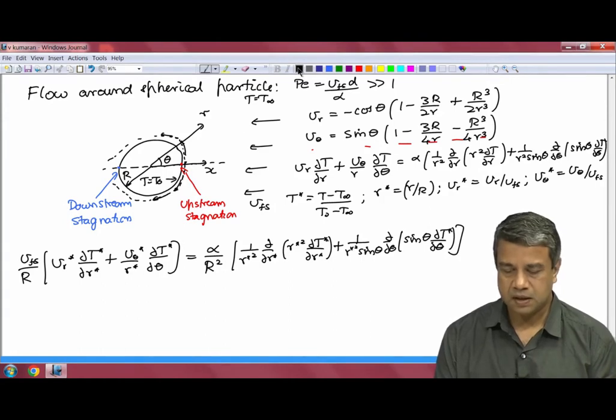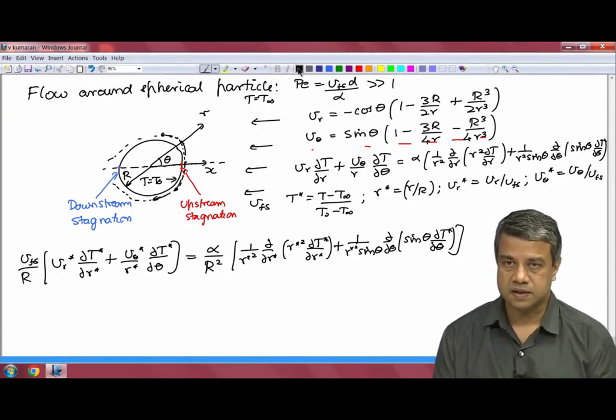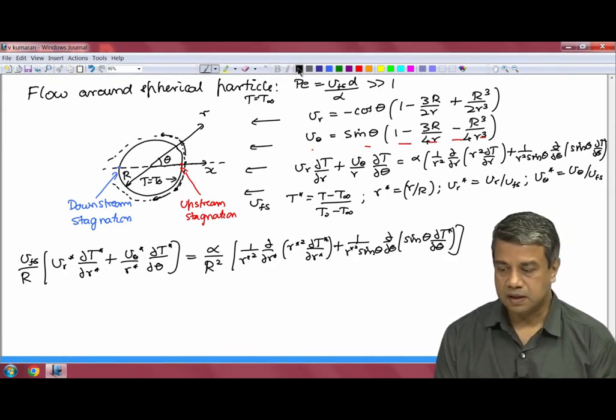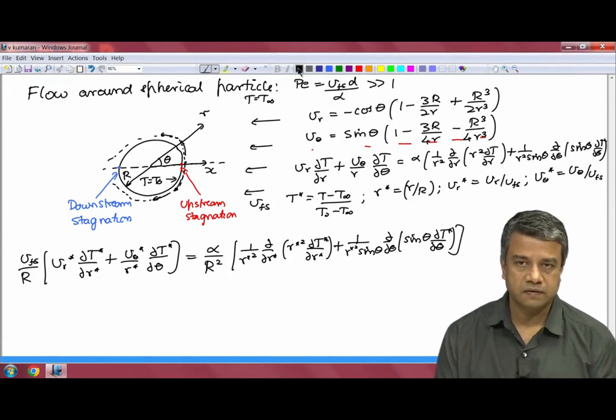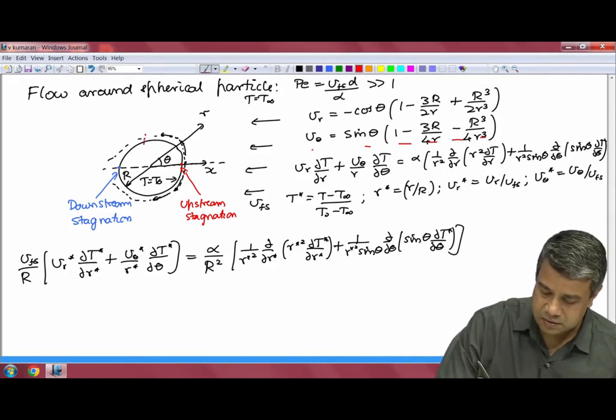However, we do not need the expression for the velocity everywhere in the flow. We only need the expression for the velocity close to the surface, because we know that the boundary layer thickness is much smaller than the radius of the sphere, and the velocity fields vary over a distance comparable to the radius. So, we focus attention on a thin region close to the surface.